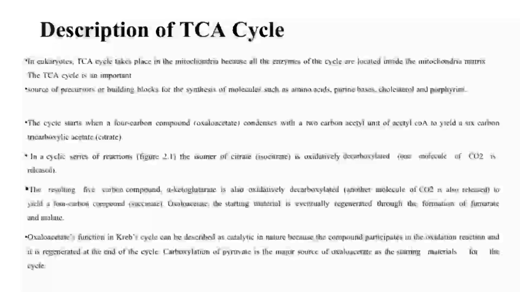Next, the resulting 5-carbon compound, alpha-ketoglutarate, is also oxidatively decarboxylated, releasing another CO2 molecule and producing a 4-carbon compound called succinate. The cycle continues as oxaloacetate is regenerated through subsequent steps involving fumarate and malate. It's important to understand that oxaloacetate plays a catalytic role here. It helps initiate the cycle, participates in oxidation reactions, but is ultimately regenerated, ready to start the process again.